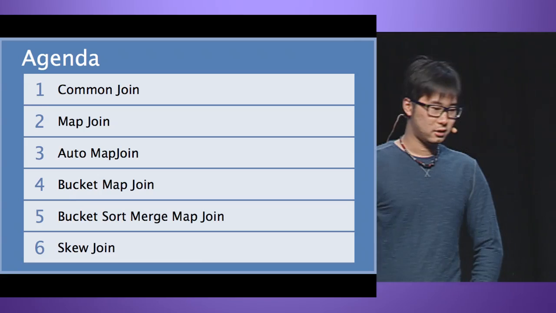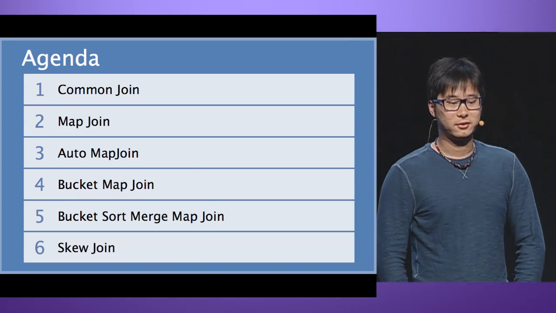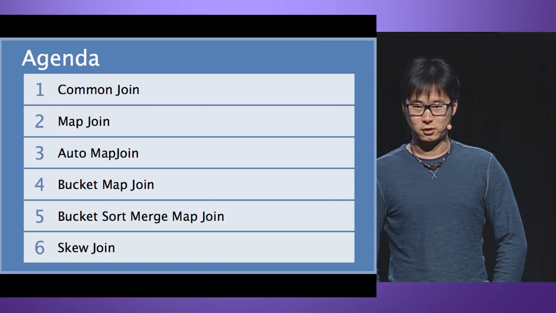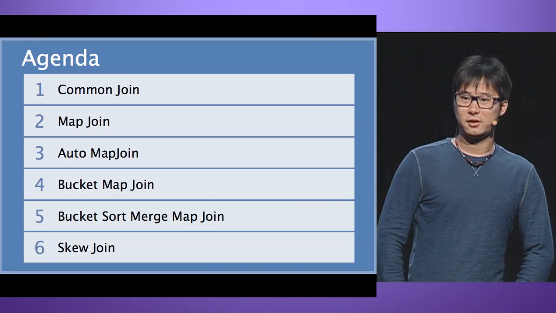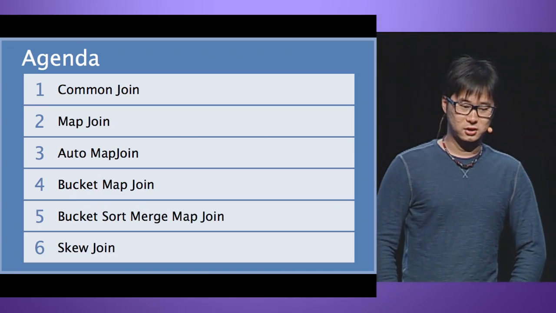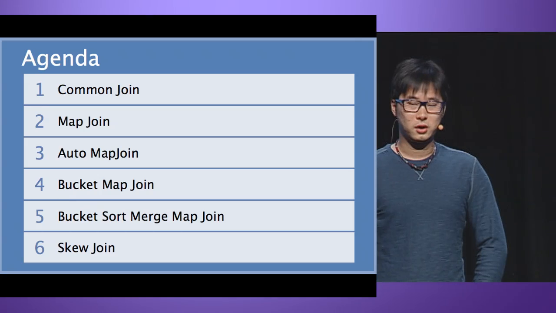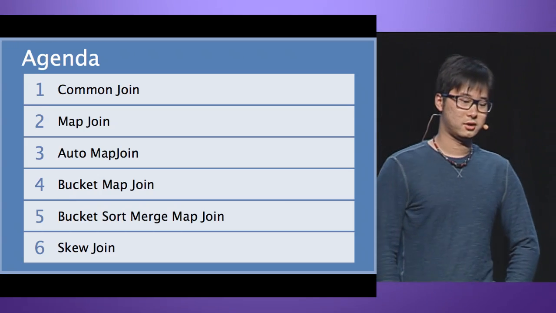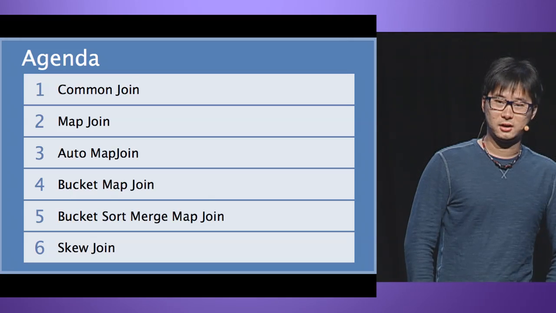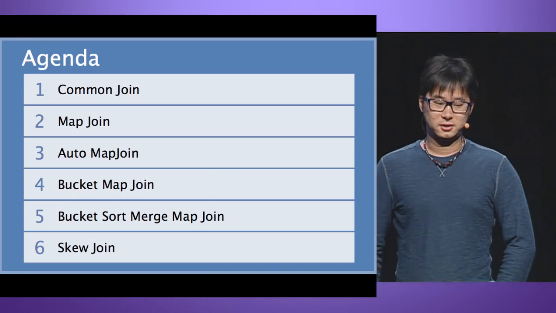Here's the basic agenda. First we talk about how the common join works in Hive, and we'll see there are some problems with this common join. It works for most use cases, but if some of the tables are small, some of the tables are bucketed, or some of the keys are skewed, there are a lot of optimizations we can do for this common join. We'll go through each of the join strategies. I'm going to present the common join and the map join, and another colleague, Namit, will present the others.